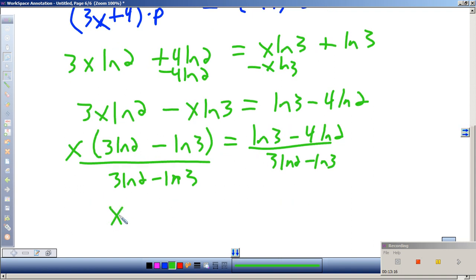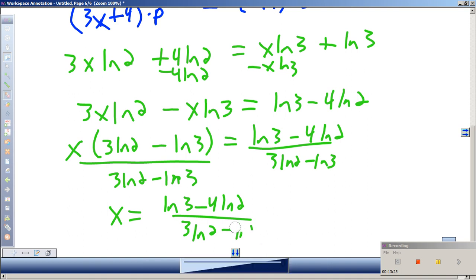So I'm going to get x equals (ln 3 minus 4 ln 2) over (3 ln 2 minus ln 3). Now, I can combine the things on top and combine the things on the bottom, right, using the condensing that we did. However, most of the time when you have a problem like this, it asks you to find the answer rounded to the nearest tenth, or hundredth, or something like that. So, could you put that in your calculator?